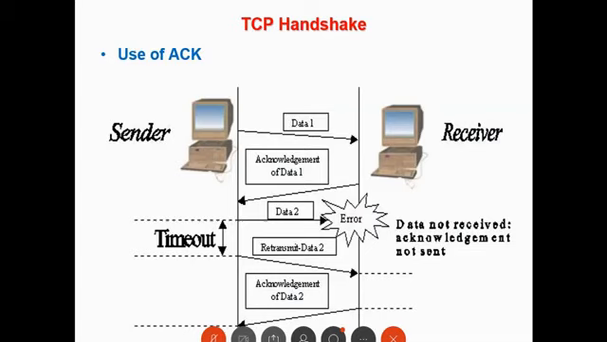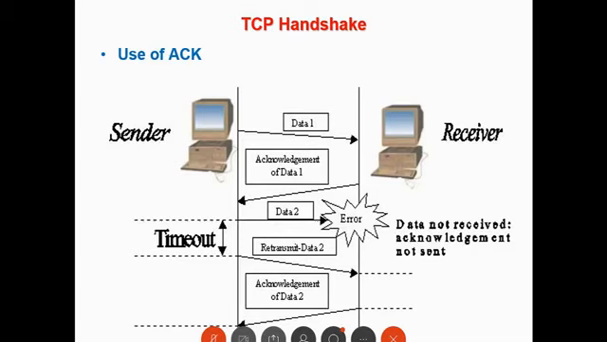Example of the sequence that happens. The sender wants to send data to the receiver. He sends data 1. Then the receiver sends an acknowledgement of data 1. Only then will the sender start sending data 2. He starts sending data 2, but in between there is an error and the data is not received at the receiver. Thus, the receiver won't send the acknowledgement for data 2 back. The sender will wait for some time to receive the acknowledgement of data 2 from the receiver.